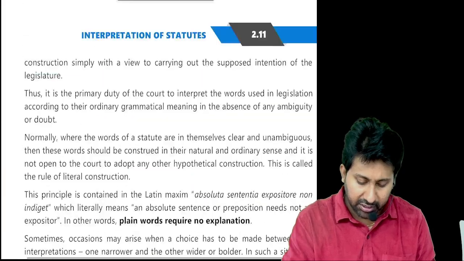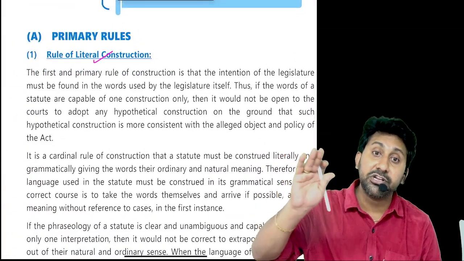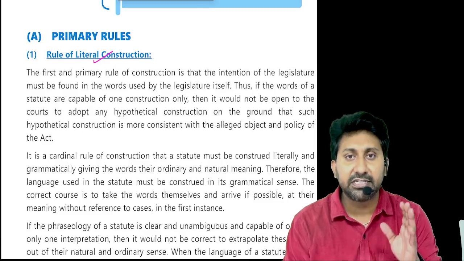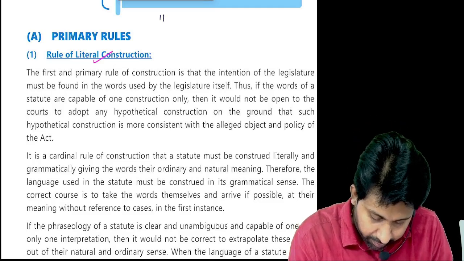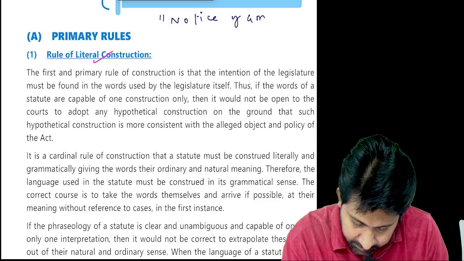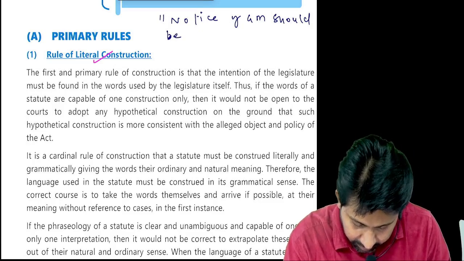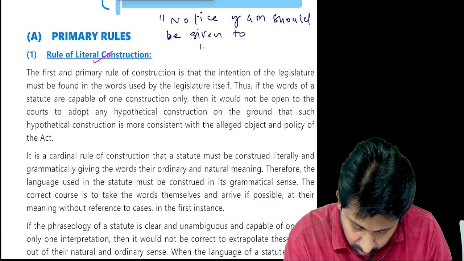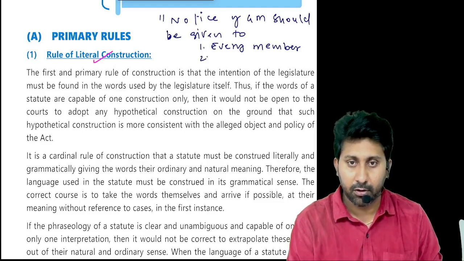I will give you an example, because the institute does not give any great example for that. After that we will see the institute example also. Listen carefully. When a section says like this: notice of general meeting should be given to every member.